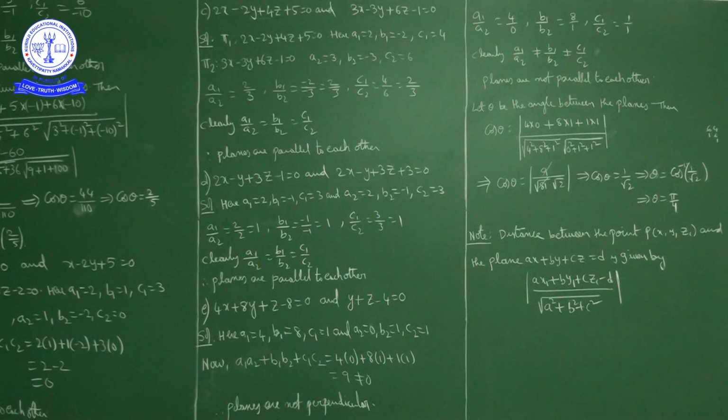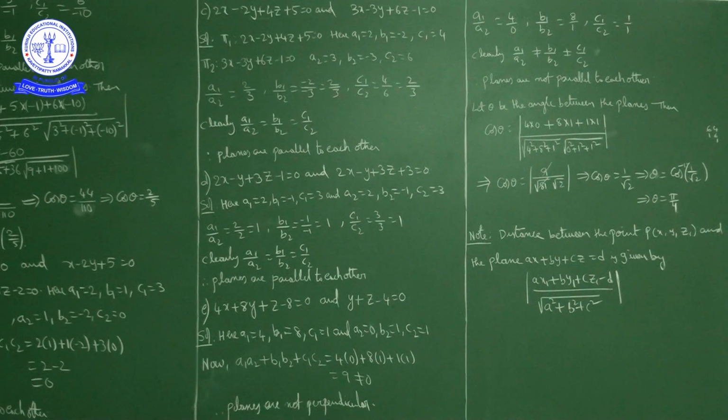Okay, next question: 4x plus 8y plus z minus 8 equal to 0. This is one plane equation. Another plane equation is y plus z minus 4 equal to 0. Now here, what are a1, b1, c1 and a2, b2, c2? This is the first plane. The corresponding coefficients, x coefficient, y coefficient and z coefficient, are a1, b1, c1. So a1 is equal to 4, b1 is equal to 8 and c1 is equal to 1.